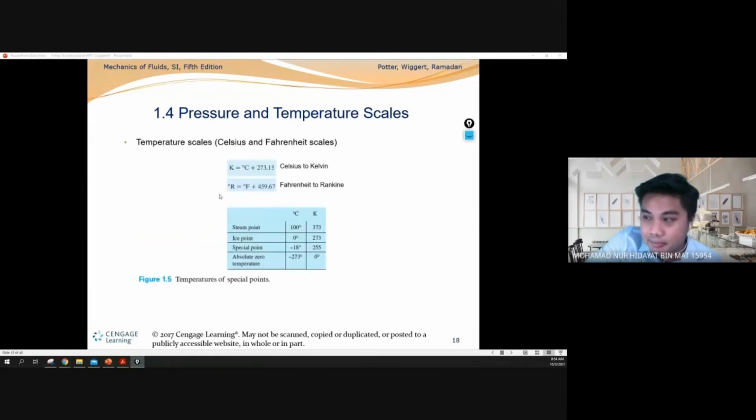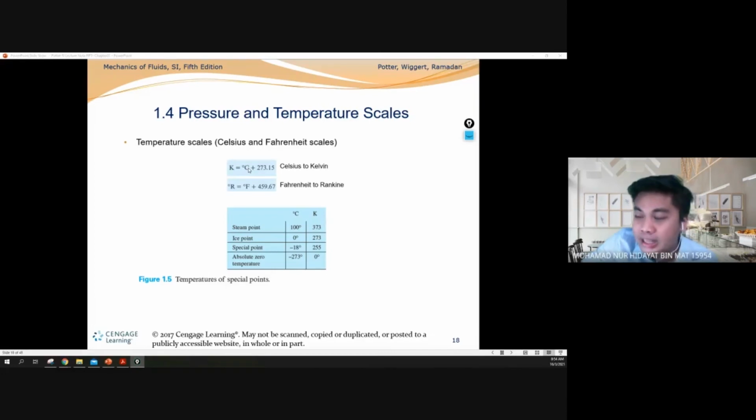Okay, this is the temperature. I believe you understand how the conversion happens. Normally, we use the Kelvin, all right, as our SI unit. Kelvin is equal to Celsius plus 273.15. This is how we convert to Kelvin. This temperature scale is the absolute temperature. Kelvin is the absolute temperature. The Celsius is the ordinary temperature.